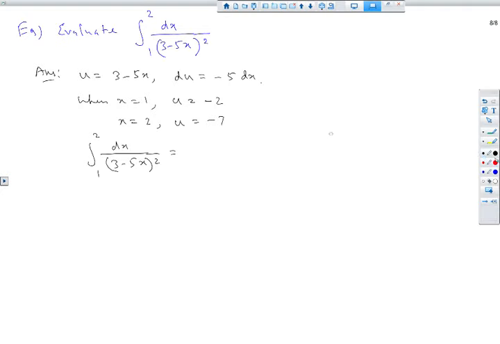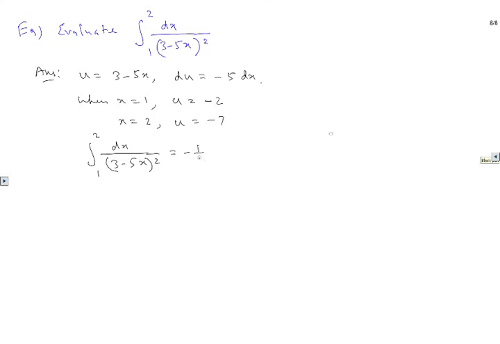So you're gonna get negative 1/5, negative 5 dx over (3 minus 5x) squared. Now let's change to the new variable. So it is negative 1/5, negative 5 dx is du, and then 3 minus 5x is u, so it's u squared.